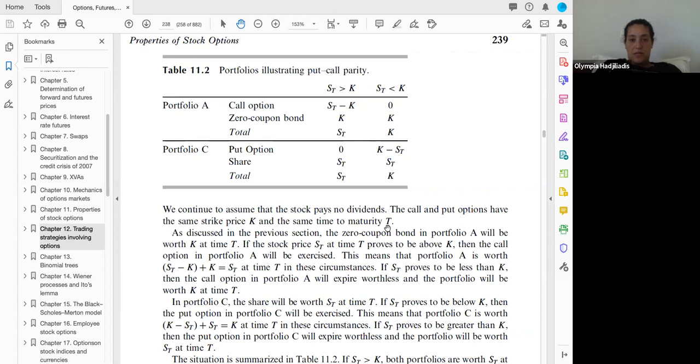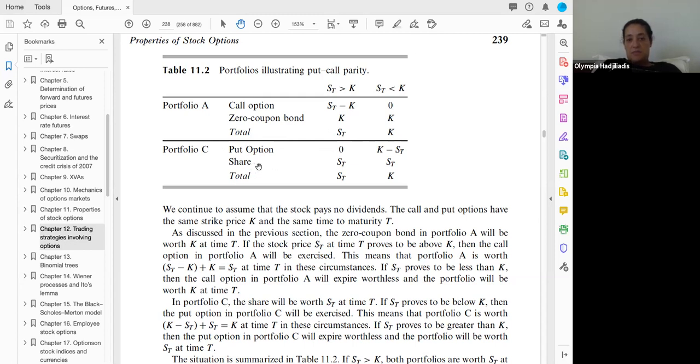Portfolios illustrating put call parity. So portfolio A is a call option. If ST is greater than K, the call option is going to expire at ST minus K. The zero coupon bond is going to expire at K. The total of the two is ST. If ST is less than K, the call option will expire worthless, and the zero coupon bond will again be worth K, and the total will be K. So portfolio C, the put option, if ST is greater than K, is going to expire worthless.